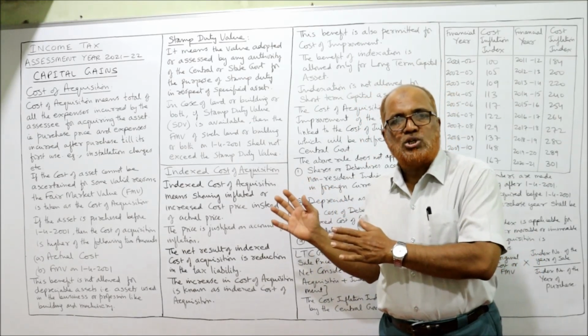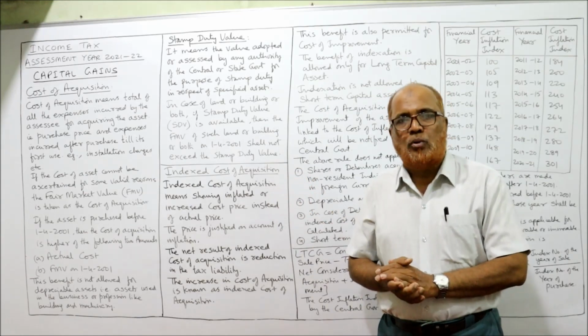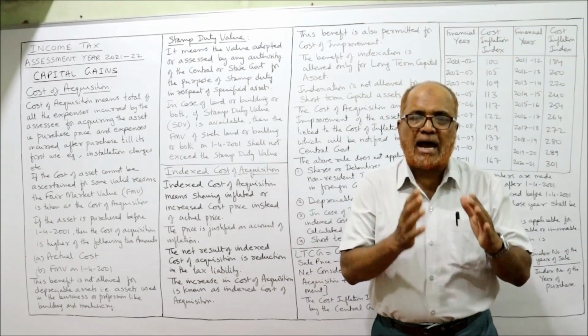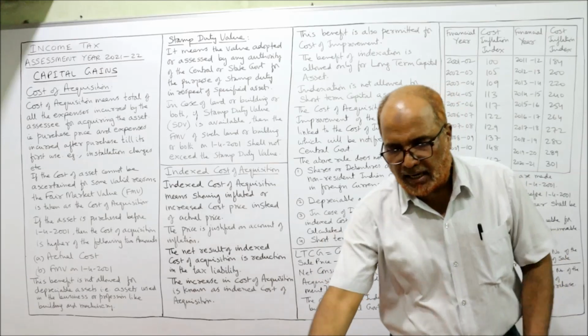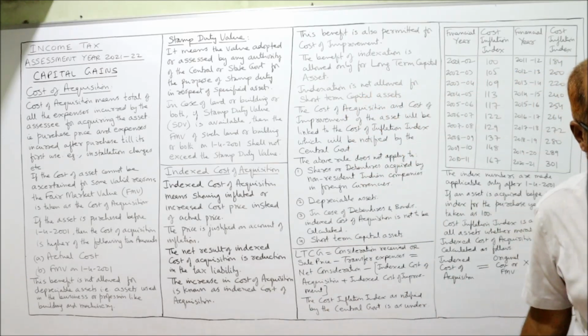So take a screenshot of the points which I have written on the board regarding the cost of acquisition and indexed cost of acquisition. Then I'll explain in detail.